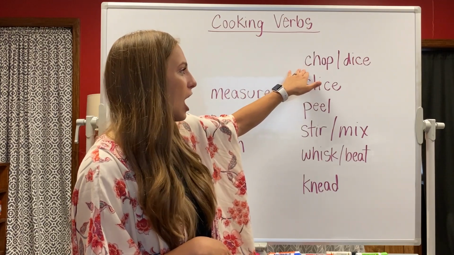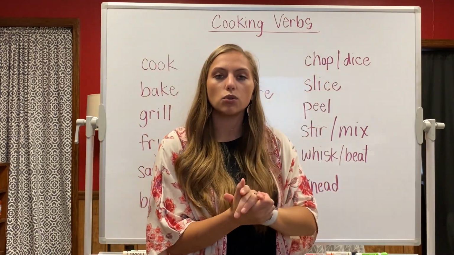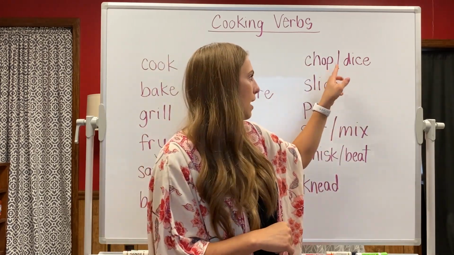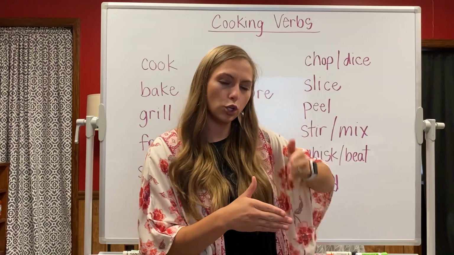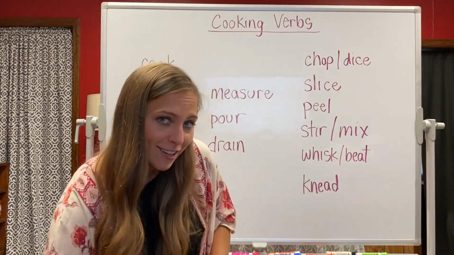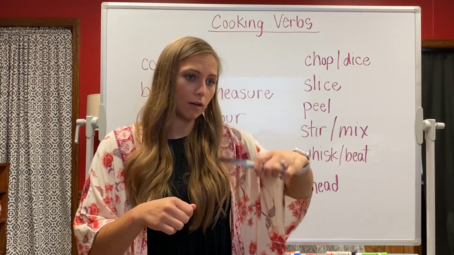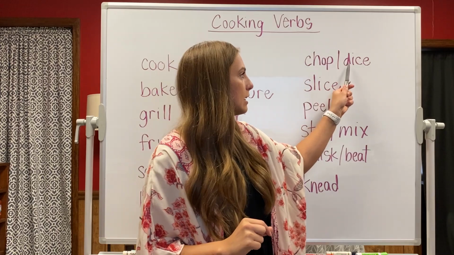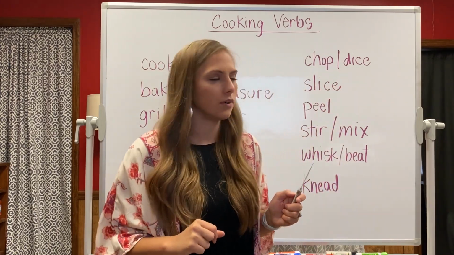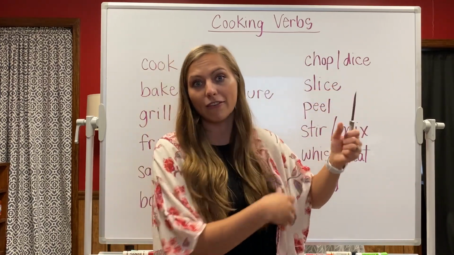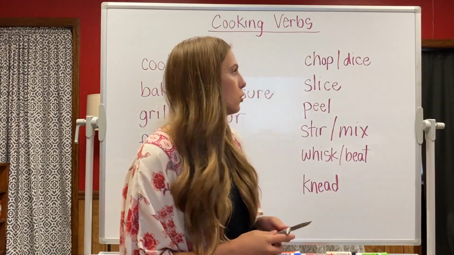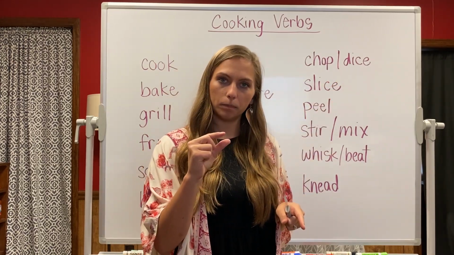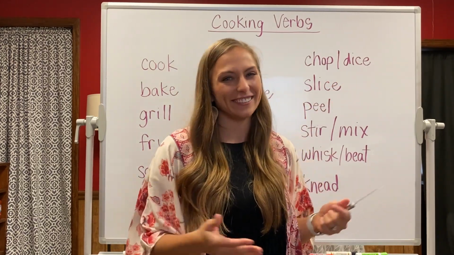Let's see, we have chop and dice. So to chop and dice, these are synonyms. They are the same meaning when you're cutting. You use a knife to cut the vegetables, okay? And you cut them into squares, little squares. The difference is the size of the vegetable or whatever you are cutting. Normally chop is bigger, dice is smaller, but they are very similar.